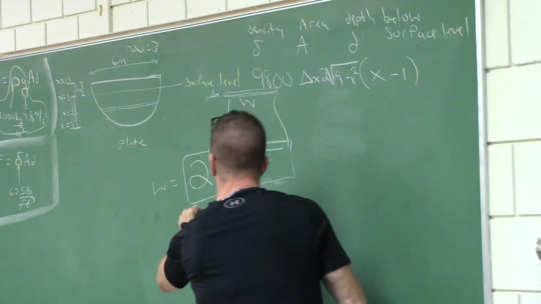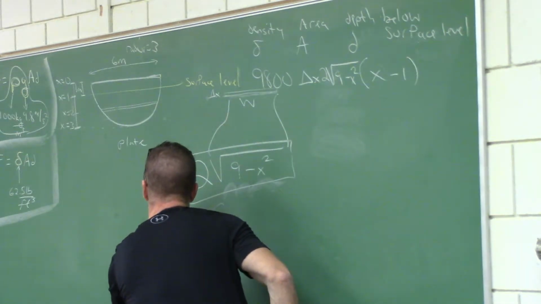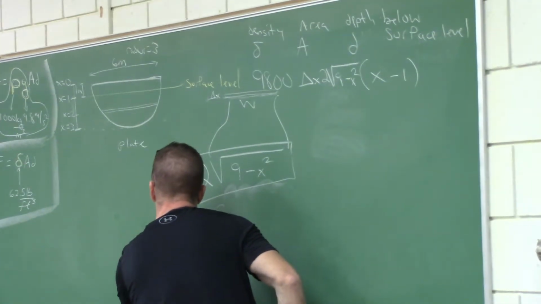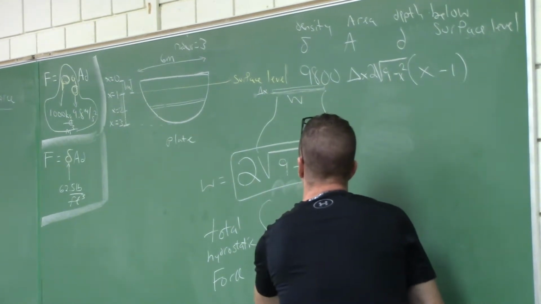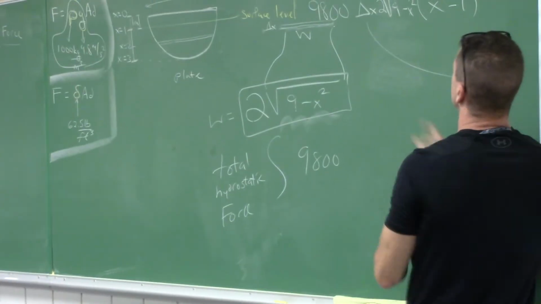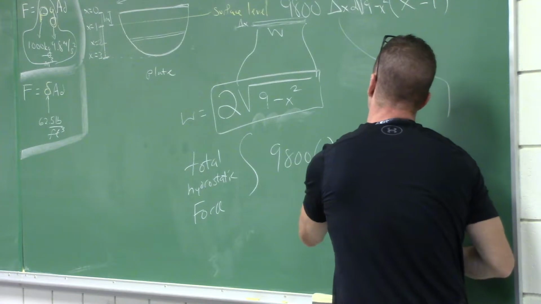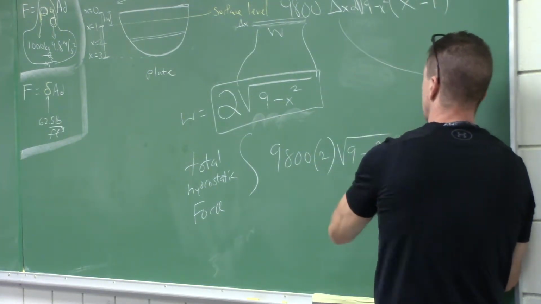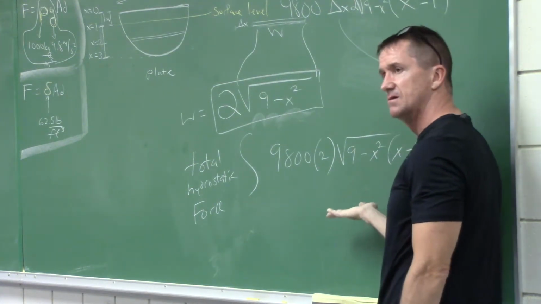And so our total force, our total hydrostatic force against that plate, is 9,800 times the dx. We got a 2, we got a square root of 9 minus x squared, and we got this x minus 1. And you can see with this problem, it'd be appropriate for this definite integral.